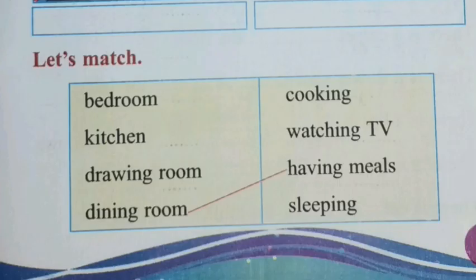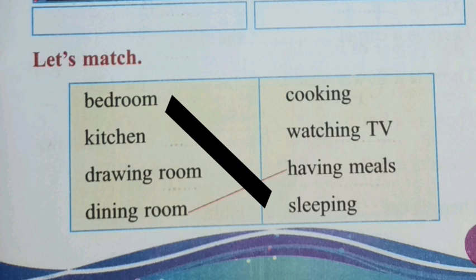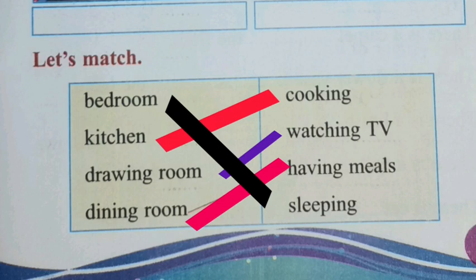See below worksheet 4, children, you see, let's match. You have to match it in your textbook, then you have to write in the notebook. Okay, bedroom, what do we do in the bedroom? Yes, sleeping. Kitchen, cooking. Drawing room, watching TV. Dining room, having meals. Did all of you understand? Bedroom, sleeping; kitchen, cooking; drawing room, watching TV; dining room, having meals.